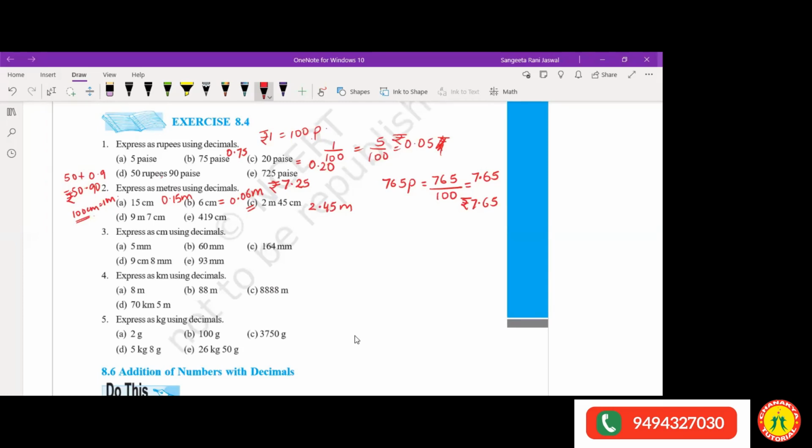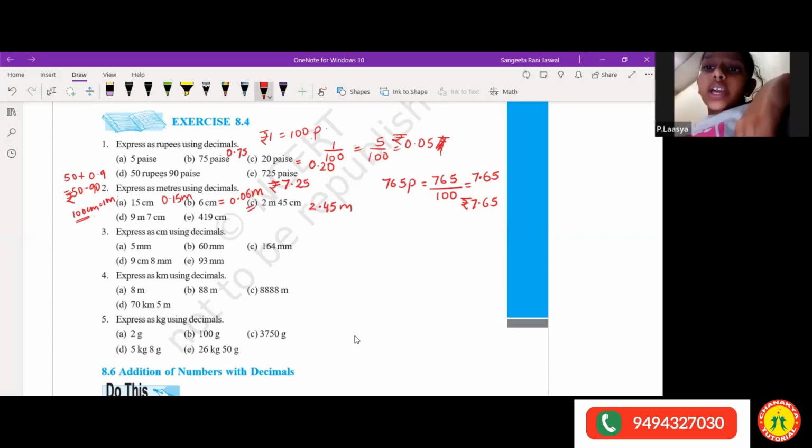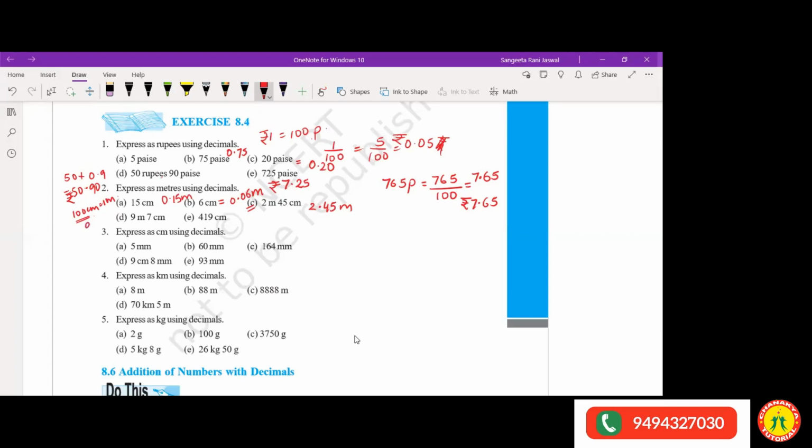Now next one. Tell me 9 meter 7 centimeter. 9.07. Very good. Charvik, you tell me this. 4.19 meters. Very good, Charvik.